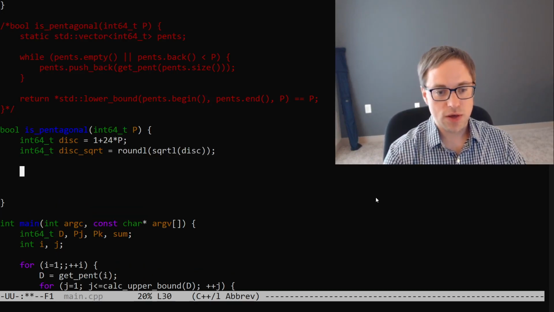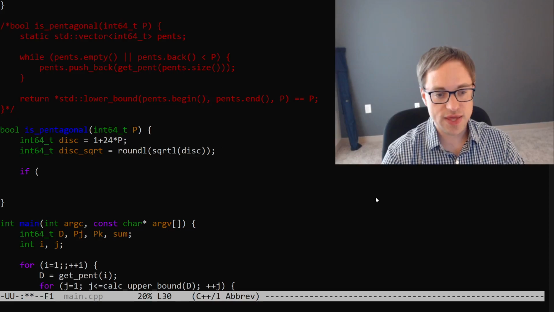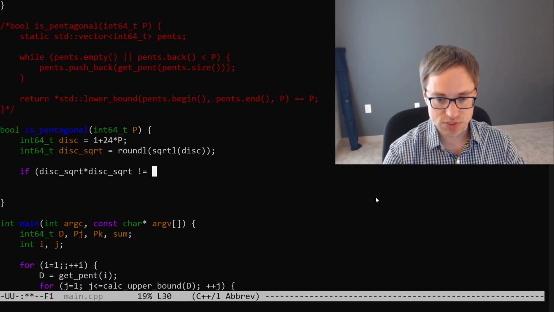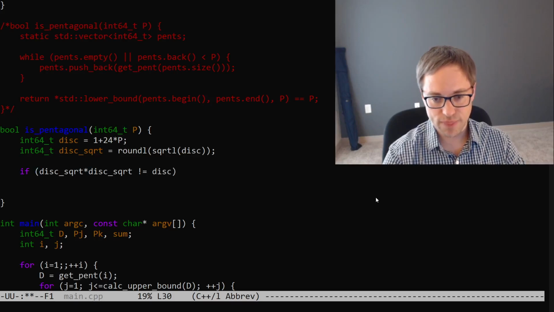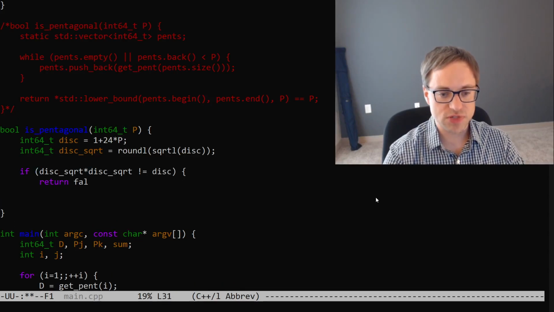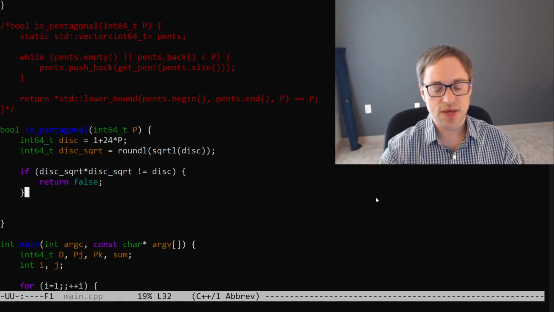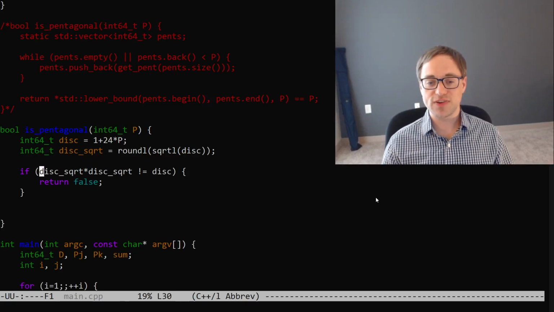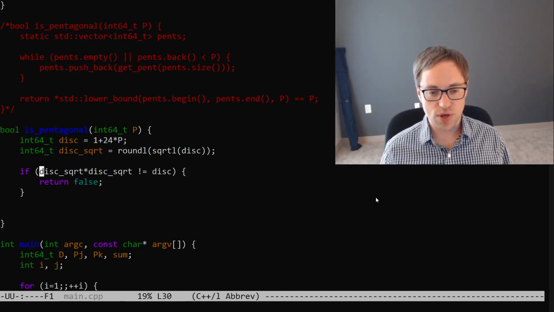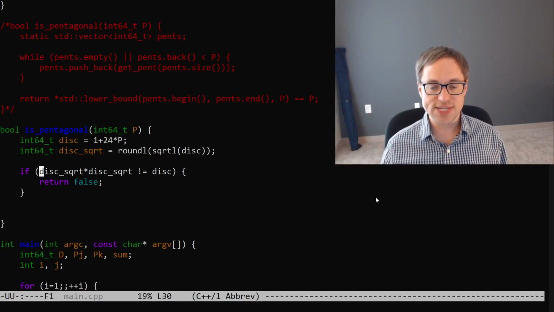Okay, so then we'll say if disk_sqrt times disk_sqrt is not equal to disk, return false. That is, it's apparently not a perfect square, and so we do not have a pentagonal number.